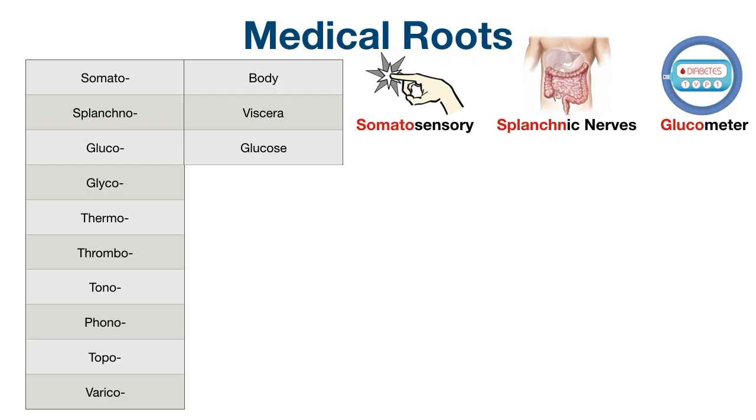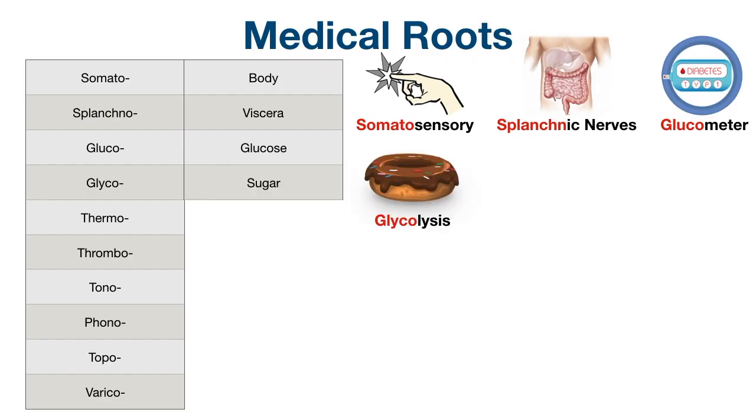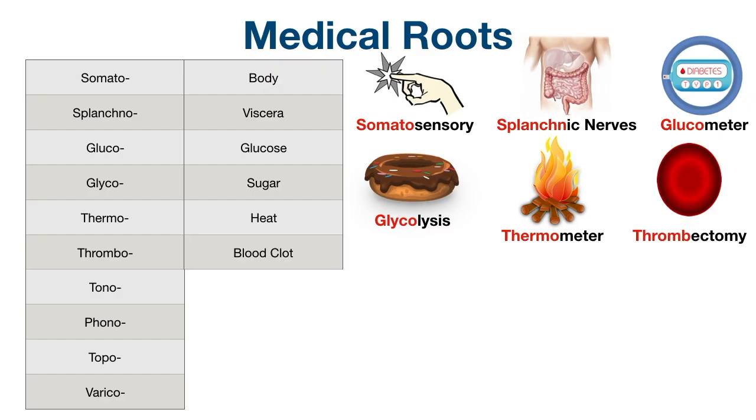Similar to gluco, glyco relates to sugar. For example, glycolysis is the breakdown of sugar or glucose. Next is thermo, which relates to heat. You can think of a thermometer, which is used to measure temperature. Moving on to thrombo, this refers to the clotting of blood. For example, thrombectomy is a surgery to remove a blood clot or thrombus from a blood vessel.